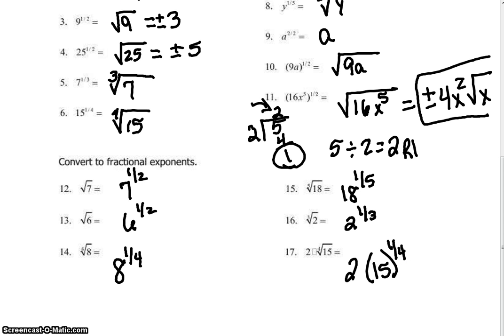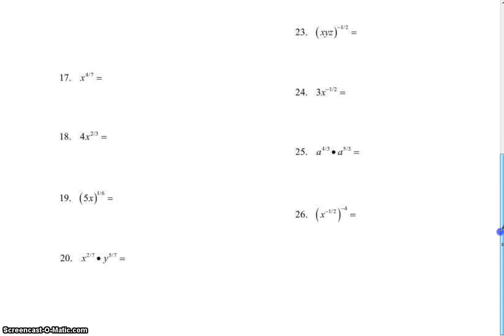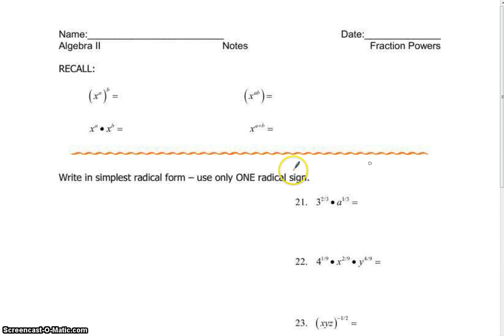Going to the next page. Remember that if you raise a power to a power, you multiply, and this would become x to the a times b, or x to the ab. When you multiply, you actually add your exponents, and this becomes x to the a plus b. So they've basically just written your answers over here for you. Okay, so there's nothing to do on that.